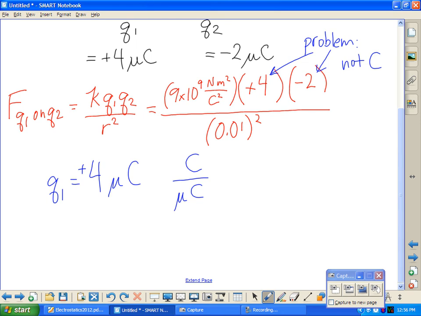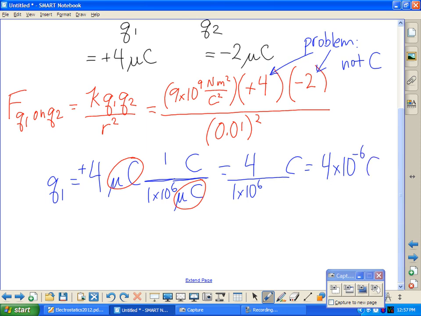So how many microcoulombs are in 1 coulomb? 1,000. Yep. 1 times 10 to the 6th. So if you set it up like this, microcoulombs cancels microcoulombs, and you end up with 4 divided by 1 times 10 to the 6th, which is 4 times 10 to the minus 6th coulombs. Oh yeah, we could have just said, since 1 microcoulomb equals 1 times 10 to the minus 6th coulombs, 4 microcoulombs equals 4 times 10 to the minus 6th coulombs.